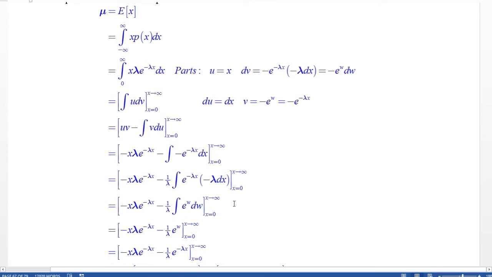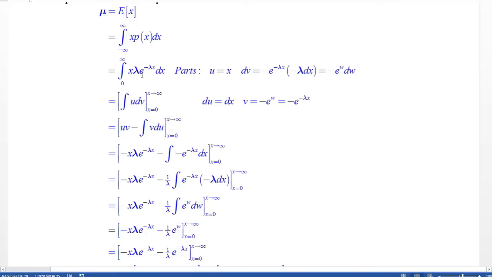All right, how can we find the mean of an exponential? Well, remember, mu is the mean. It's the expected value of x, in other words, x times the PDF of x, and then integrate over all x's. The only x's that matter are from 0 to infinity, and so we have x times the PDF. The PDF is lambda times e to the minus lambda x.